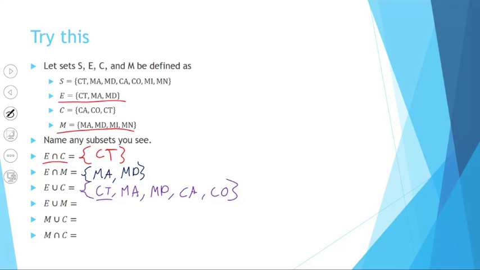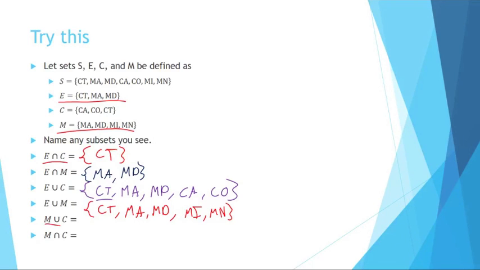If I want to union set E and M, set E is this one, set M is this one. So the union, bringing all the elements of them together. So let's do set E first. That would be CT, MA, and MD. And all the elements from set M would be MA, which I already have, MD, which I already have, MI, and MN.